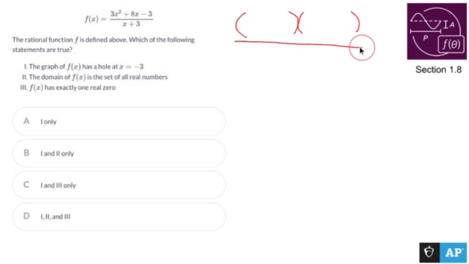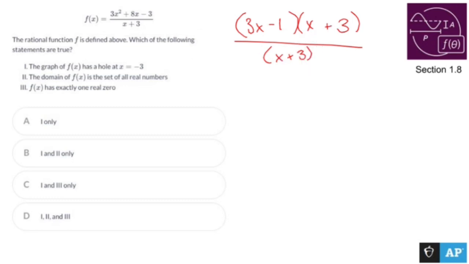factor the equation upstairs. So 3x(x - 1) + 3. Let's double check. 3x times x is 3x squared, plus 9x minus x, good. Okay, good. And then we have x + 3 on the bottom. I probably should have guessed that that was going to happen.